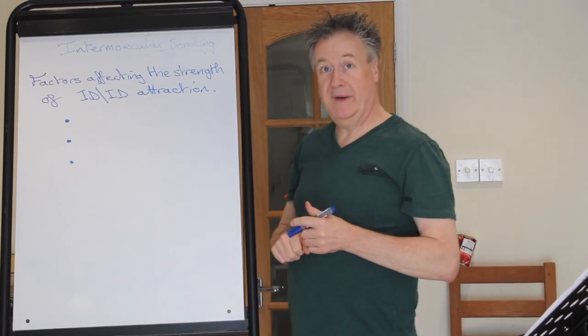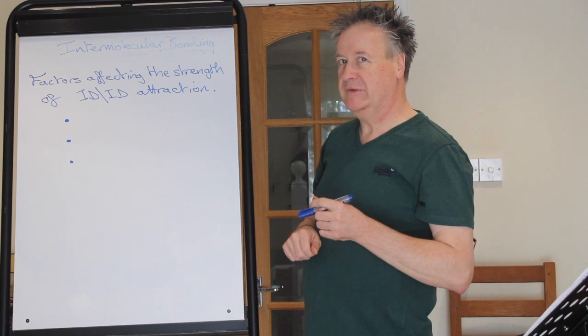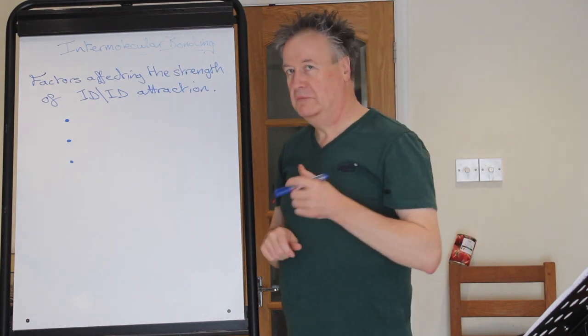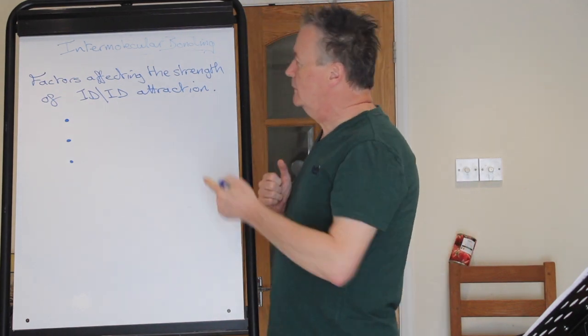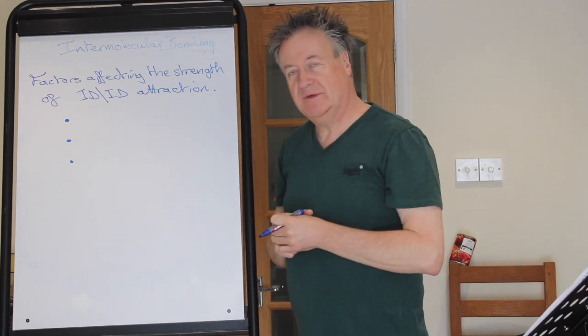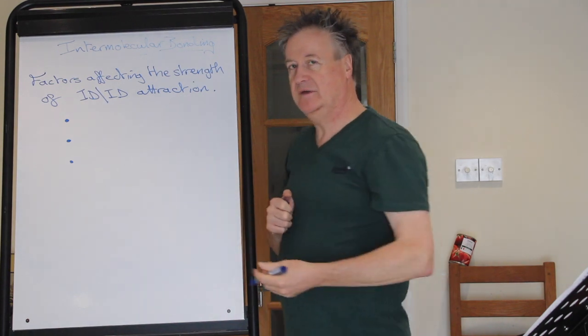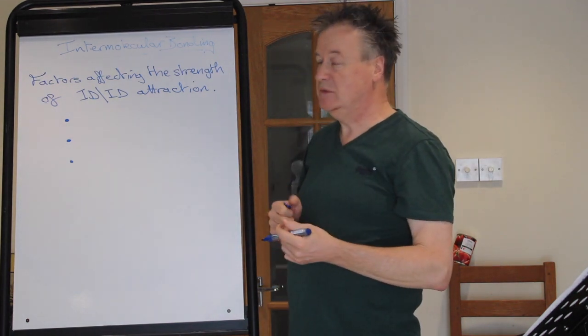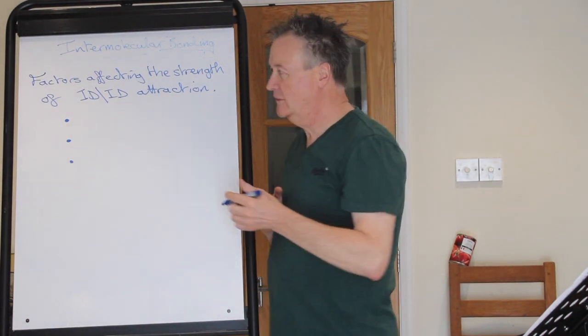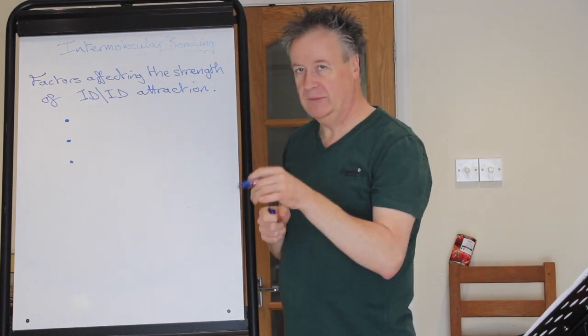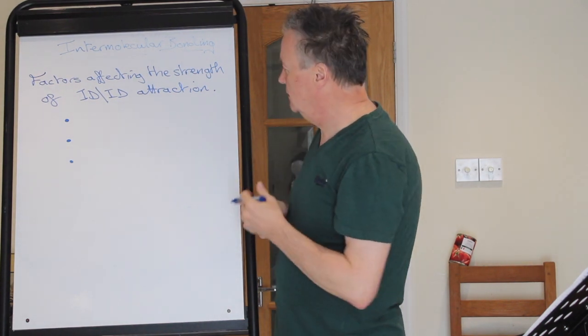So we're back. We had a little battery running out thing going on. So we need to come back and look at the factors that affect the strength. Now, I've shortened it to ID-ID. Examiners wouldn't accept that as a way to write it. You have to write out instantaneous dipole / induced dipole.